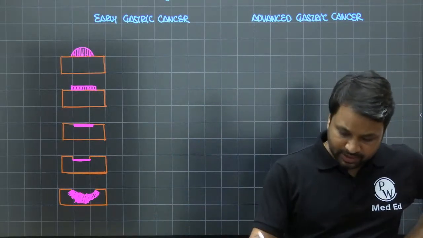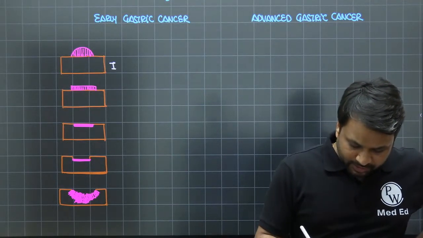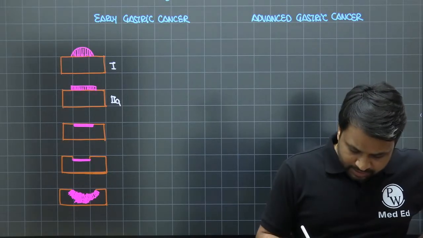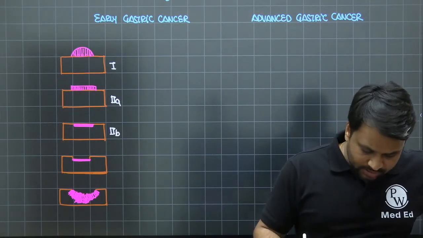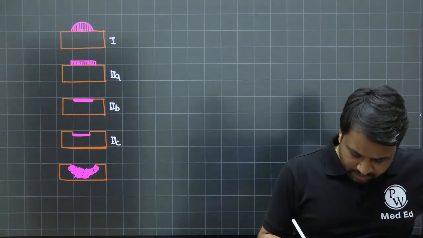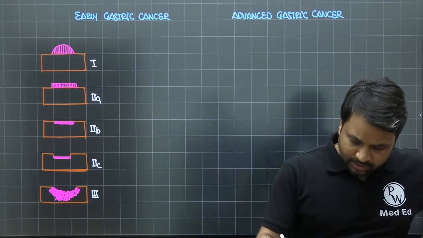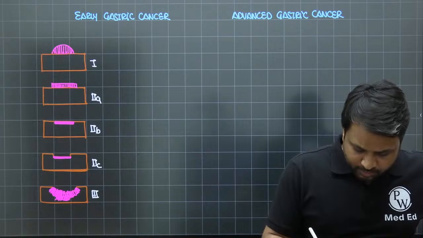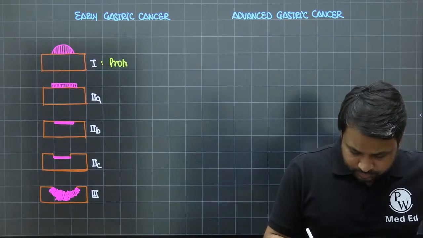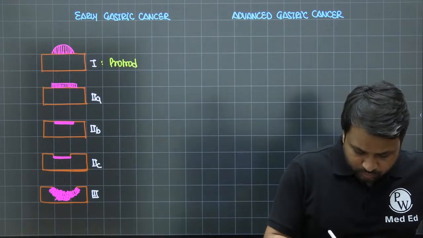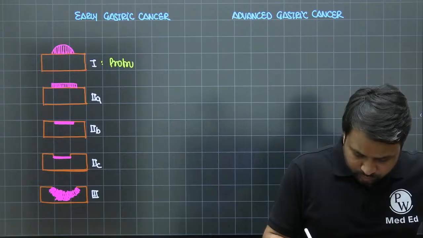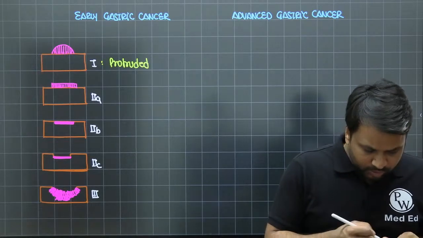These are the various varieties you have. This is your type 1 variety. This is your 2A variety. This is your 2B variety. This is your 2C variety. This is your type 3. Now, what is your type 1? It is what we call the protruded type. This is your protruded variety.